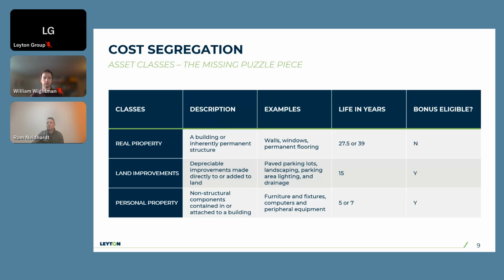So the asset classes are really that puzzle piece that makes cost segregation work and makes it valuable to you. Taking as much as you can from the real property and doubling the depreciation deductions, or 8xing those depreciation deductions, by correctly reallocating them into their class lives.